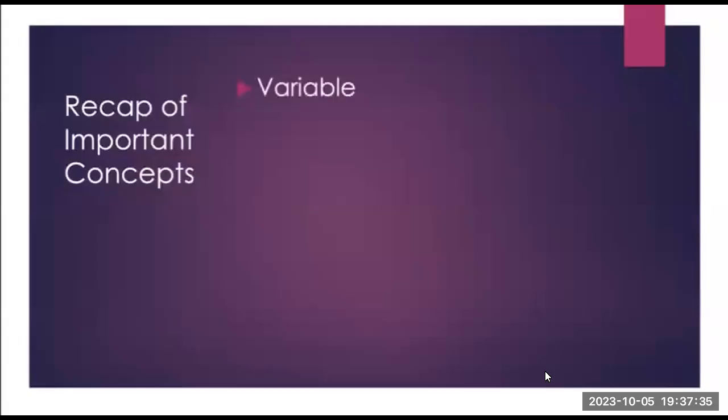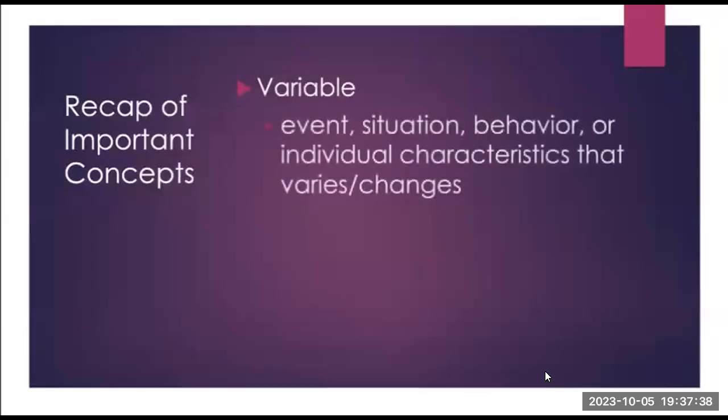So just to recap some important concepts, remember that a variable is any kind of event, situation, behavior, or even individual characteristics that can vary or change. That's why it's called a variable. So we count on the fact that this particular item is not going to be consistent. That's why it's interesting to us. We want to know what causes changes. That's why we're looking at the variable.